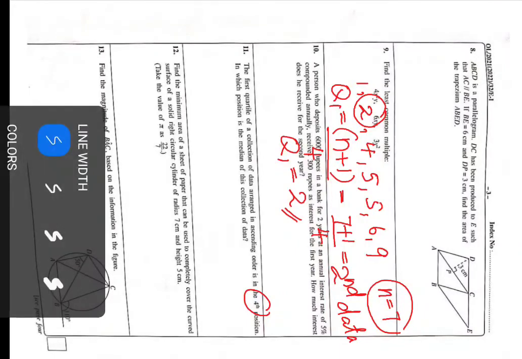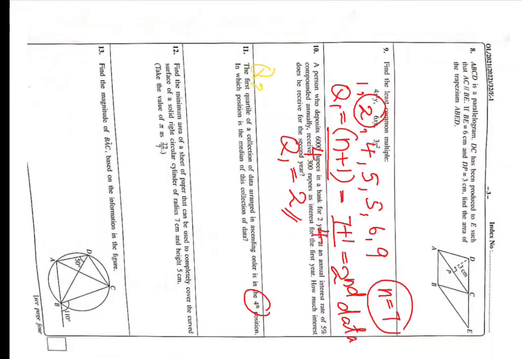Then I am going to calculate Q2. Q2 is also known as median. Half. So Q2 is n plus 1 divided by 2. What is n? 7. 7 plus 1 divided by 2. 8 over 2 is 4. So fourth data. The fourth data in my data set is 5. So the second quartile is 5.